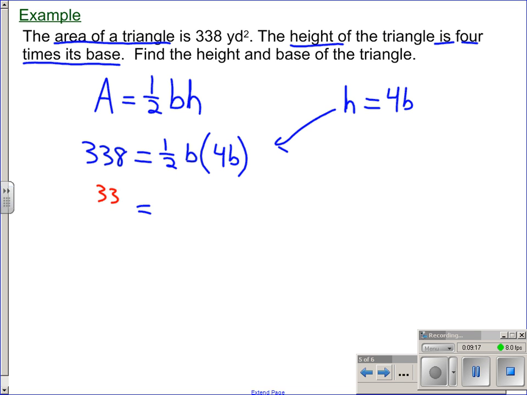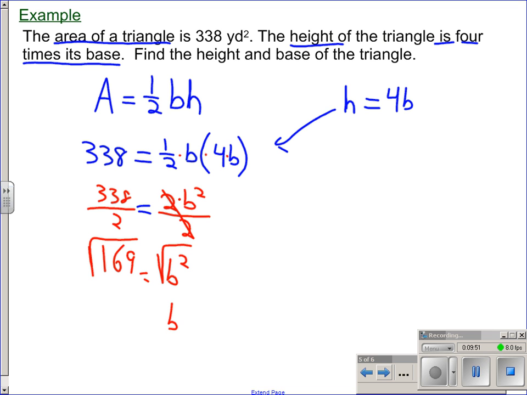So we got 338 equals. This is all multiplication here, so we can change the order any way we want. 1/2 times 4 is 2. b times b is b squared. In order to solve for b, get the b squared part by itself first. So dividing both sides by 2 just gives us b squared on the right side. 338 divided by 2, 150, 169. Now to solve for b, we take the square root of both sides. Square root of 169 is 13. There's our base, part of our answer.